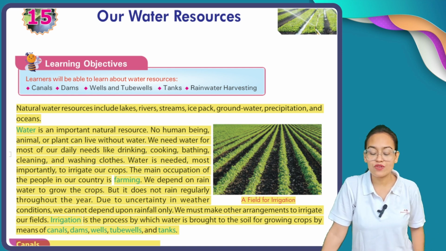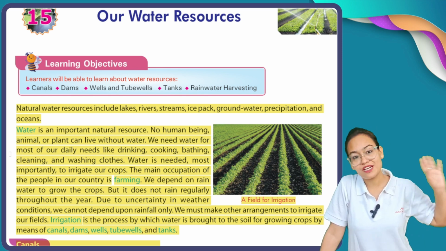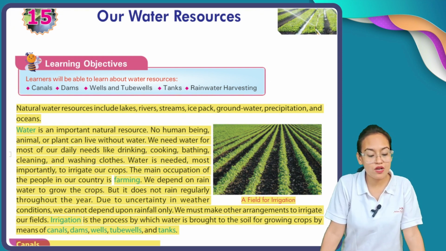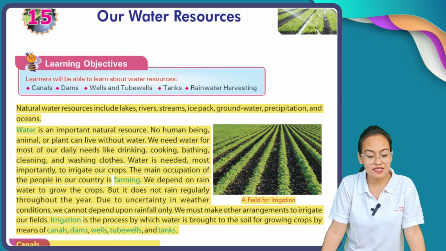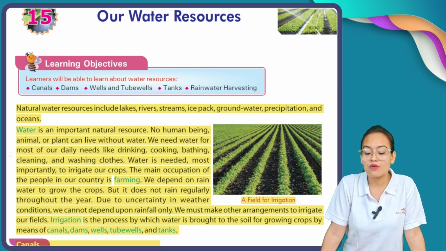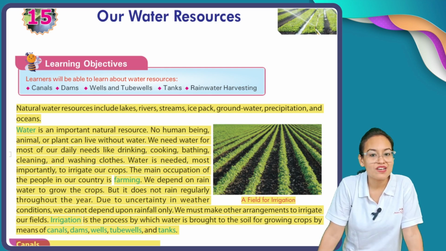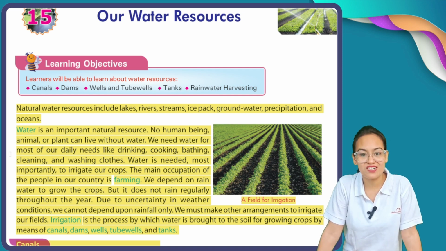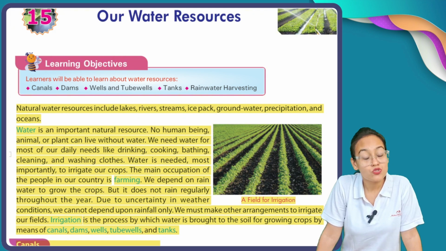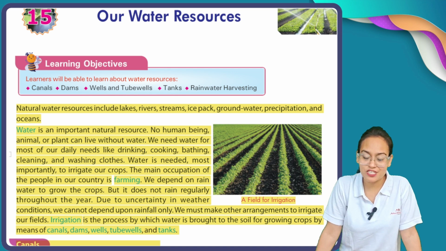We depend on rainwater to grow the crops. We always depend upon the rainfall to grow our crops. But it does not rain regularly throughout the year. Due to uncertainty in weather conditions, we cannot depend upon rainfall only. We must make other arrangements to irrigate our fields. But you know what? India is not a monsoonal country, so we don't receive rainfall throughout the year. So to conserve our water, it is mandatory to make some arrangements.